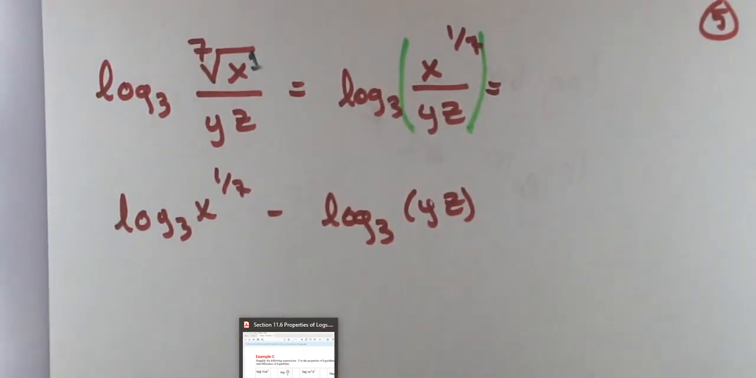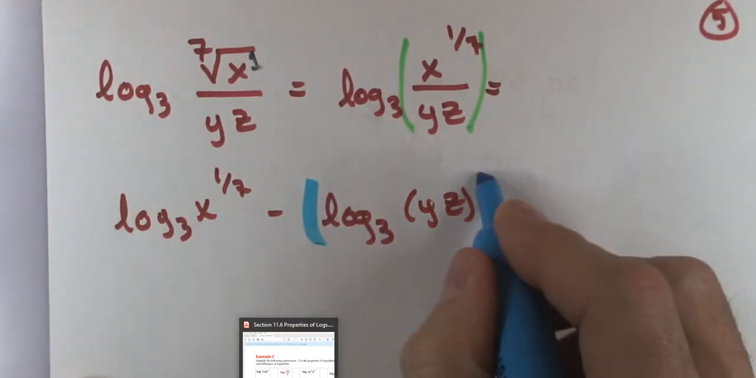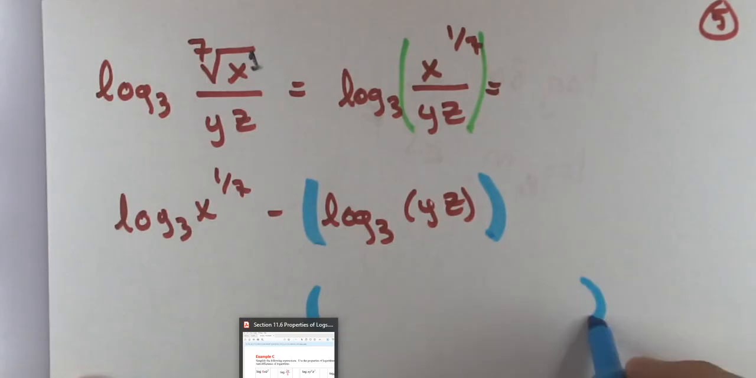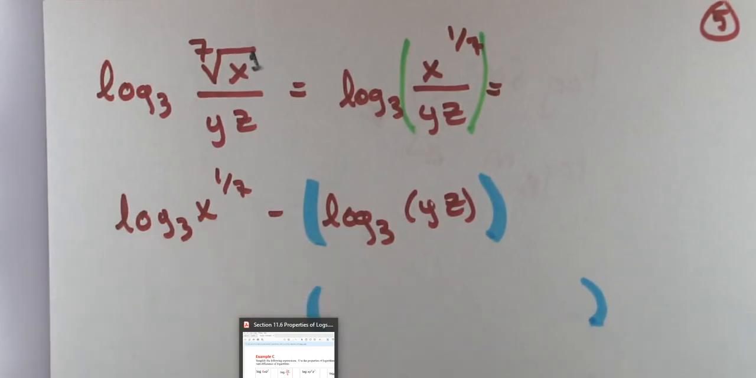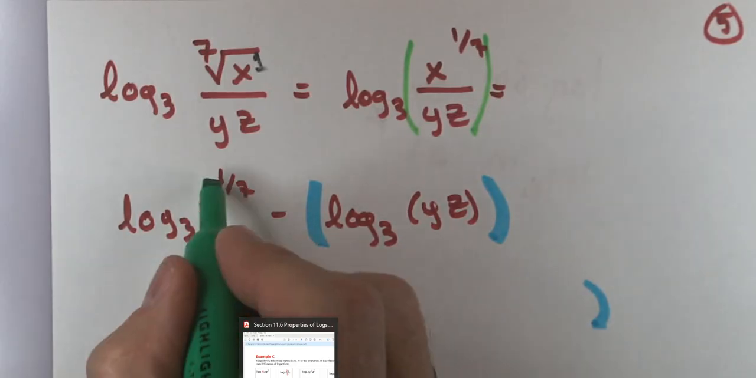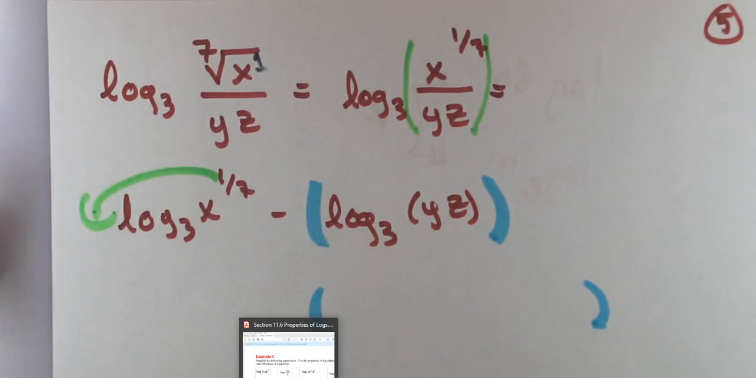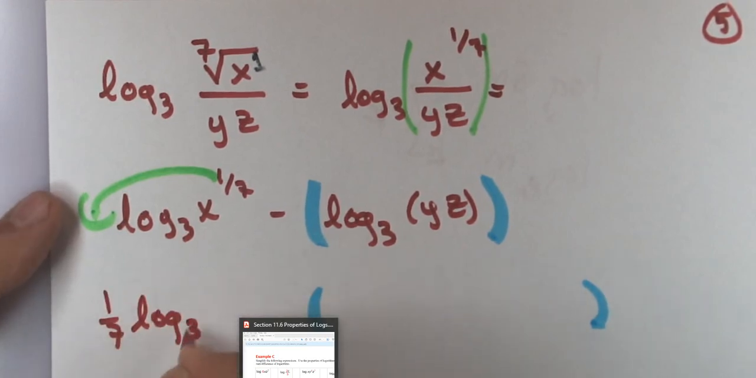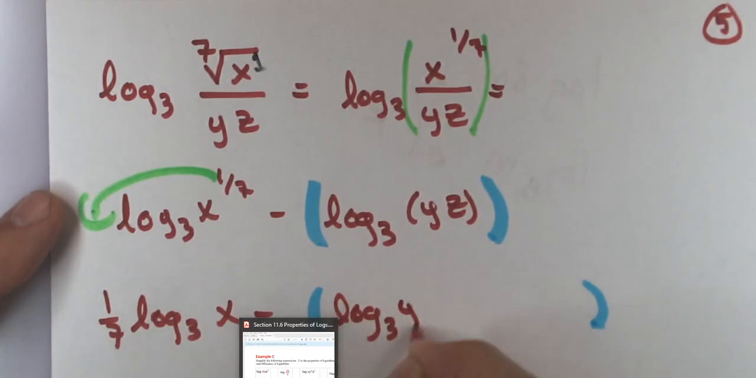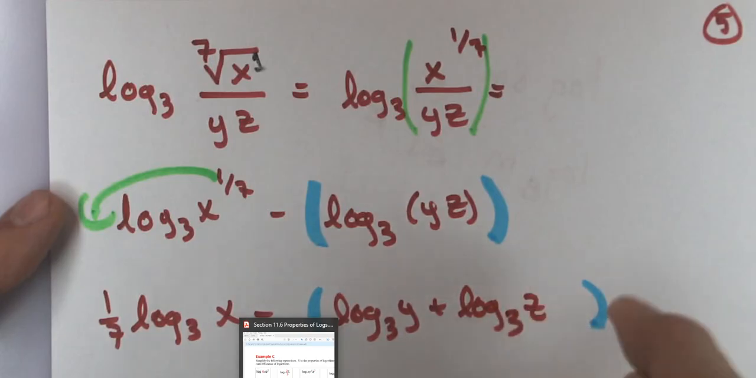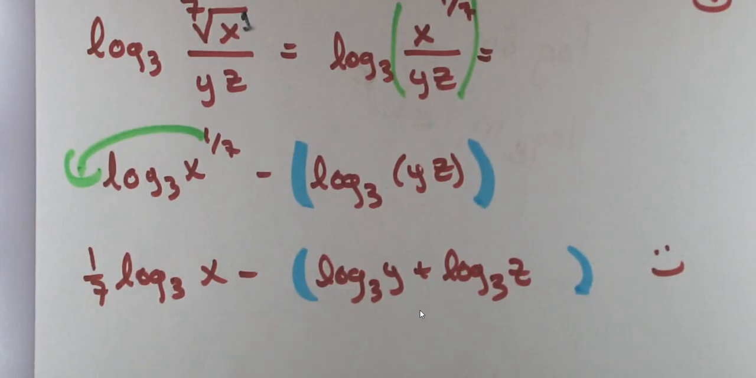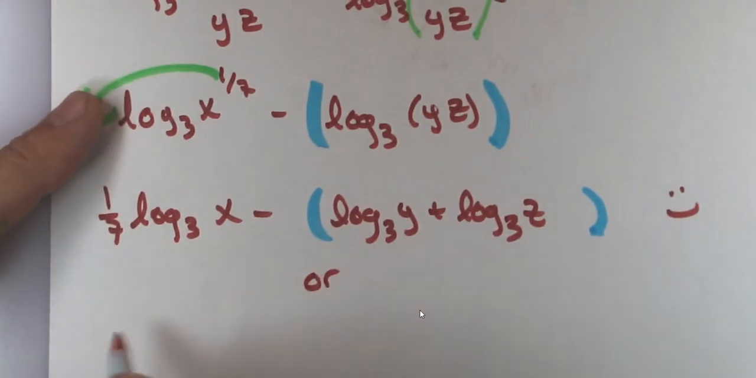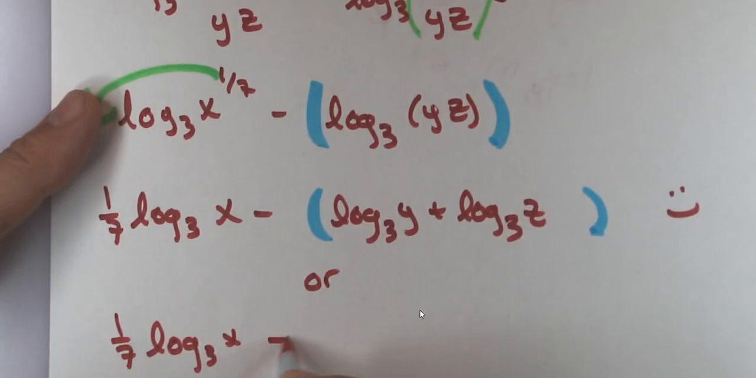And here's where I was really delighted in walking around. A lot of you guys realized that, oh, I need to expand this using my product rule. And of course, up here, what other rule can I use? Yeah, your power rule. So the 1/7 comes out in front. 1/7 log base 3 of x minus log base 3 of y plus log base 3 of z. If you want to leave it here, hey, I'm fine with that. If you want to distribute that negative sign, that works as well. Either one is okay with me. So this, or 1/7 log base 3 of x minus log base 3 of y minus log base 3 of z. Yay.